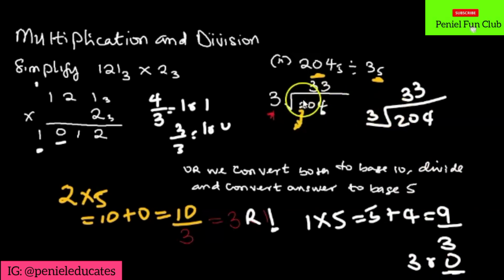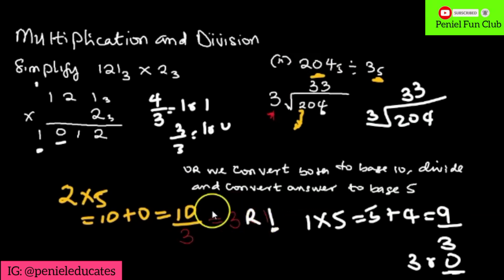You want to divide 204 by 3, all in base 5. You pick these first two digits. 3 cannot divide 2, right? So we take the 2 and multiply it by the base, which is 5. 2 times 5 is 10. We add it to the next digit, that's plus 0. Then we do our division.